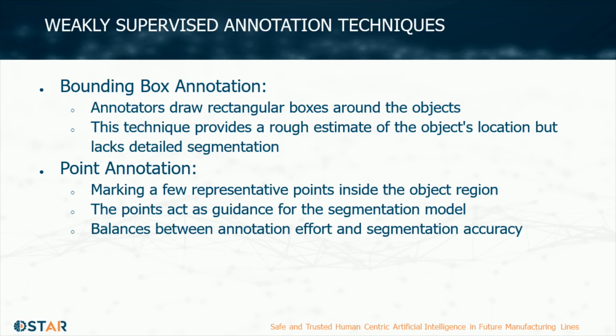Point annotation. Point annotation involves marking a few representative points inside the object region. These points act as guidance for the segmentation model. Point annotation provides a balance between annotation effort and segmentation accuracy.